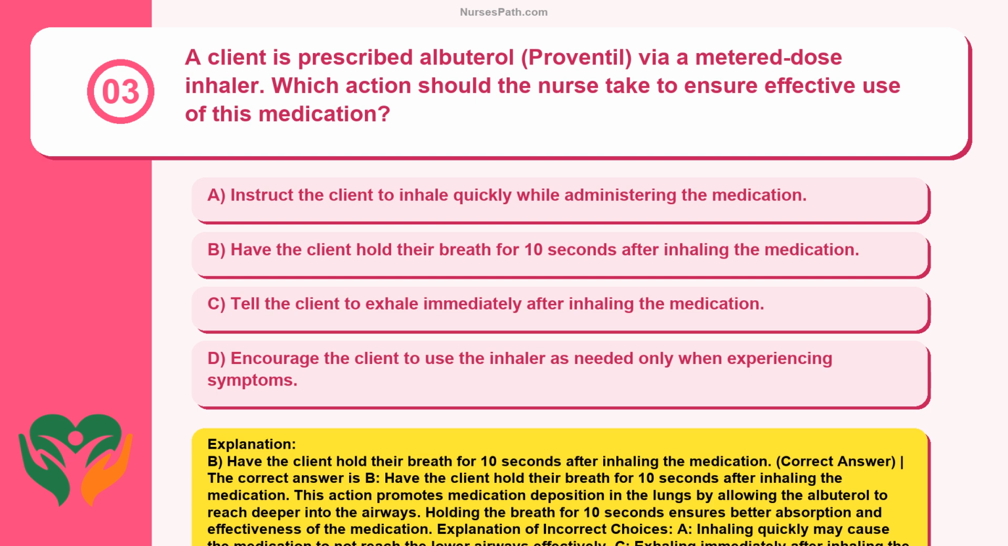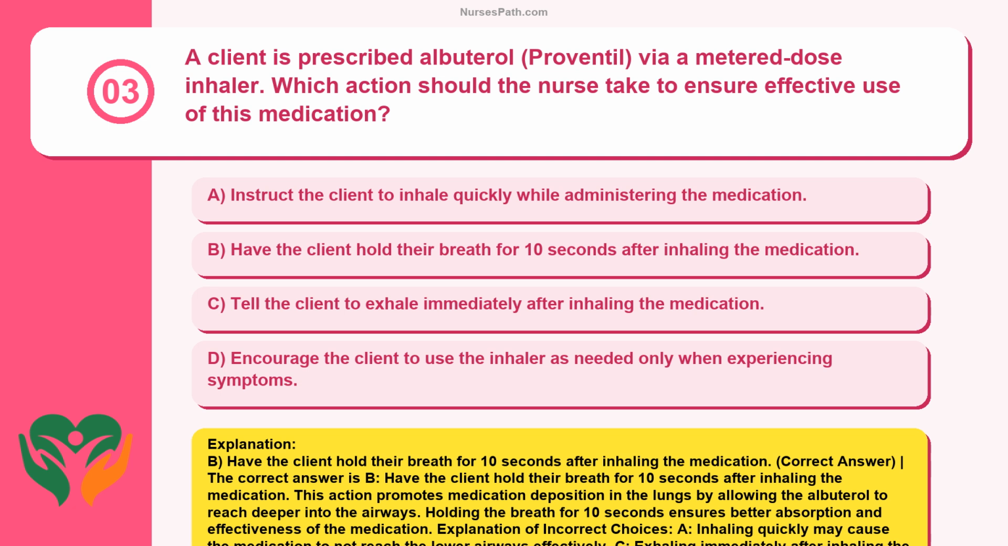B. Have the client hold their breath for 10 seconds after inhaling the medication. Correct answer. The correct answer is B. Have the client hold their breath for 10 seconds after inhaling the medication. This action promotes medication deposition in the lungs by allowing the albuterol to reach deeper into the airways. Holding the breath for 10 seconds ensures better absorption and effectiveness of the medication.